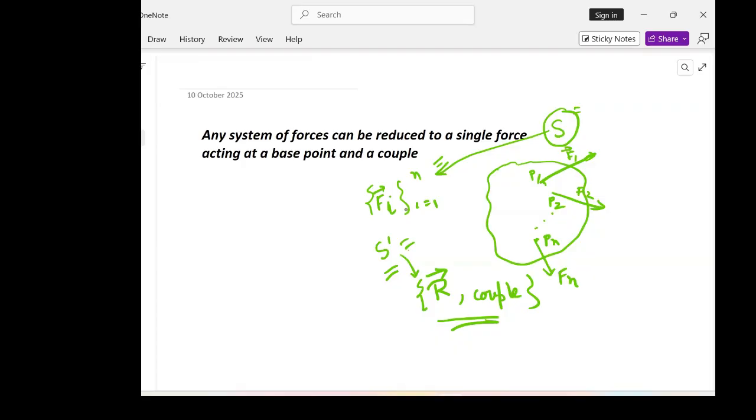First and foremost, you are saying at some base point, that means some fixed point, right? So suppose this fixed point is somewhere here. This is your fixed point. We need to prove that our R will be acting at this base point, and we will also be getting a couple along with it. Now let us see how we can prove this.